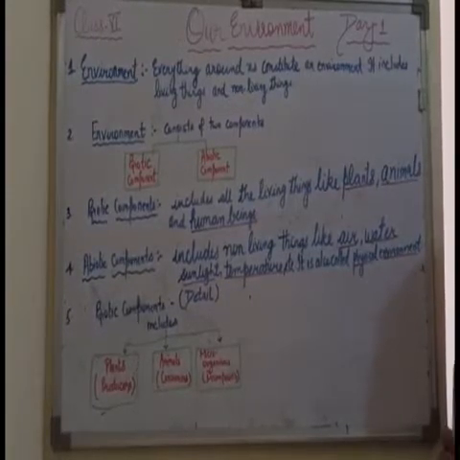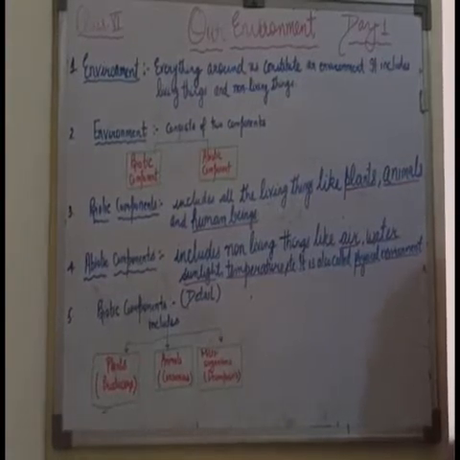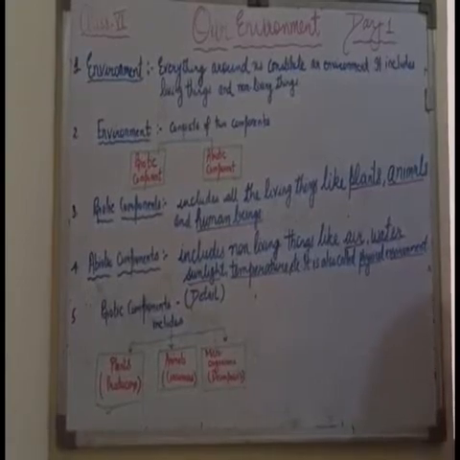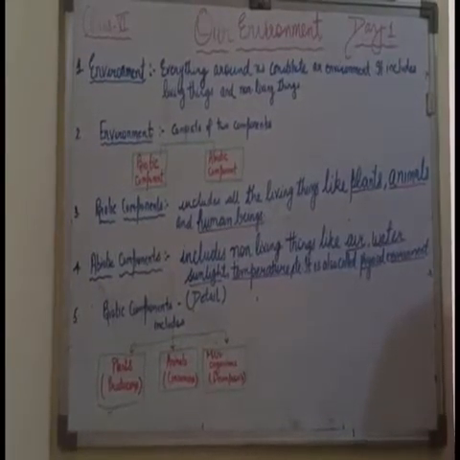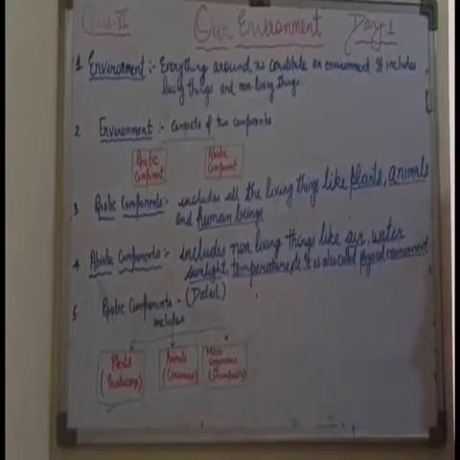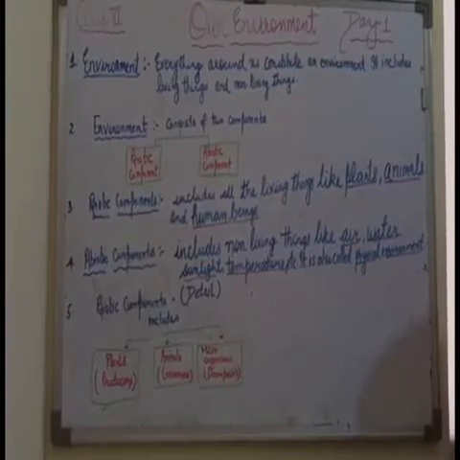वो कभी अलग नहीं रहते. They depend on others. They interact with other non-living objects. So come to the definition. Environment. Environment is everything around us, that includes living things and non-living things.